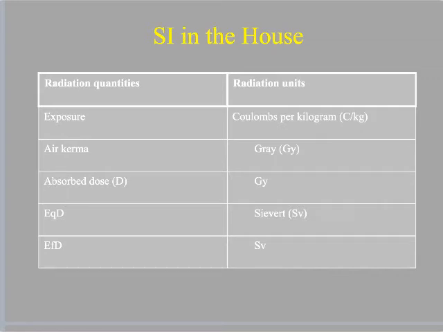So the gray can do double service. It can be an exposure measurement as air kerma. It can be a dose measurement as absorbed dose. And then we have the two units that are expressed in sieverts, which are the equivalent dose and the effective dose.